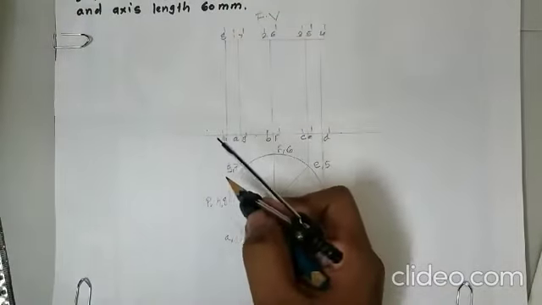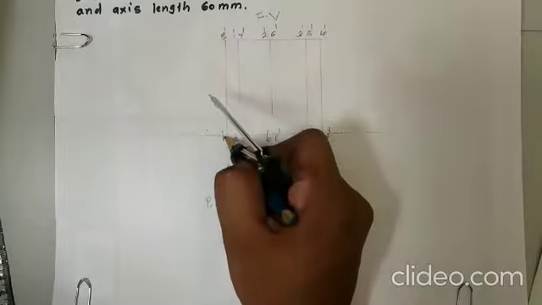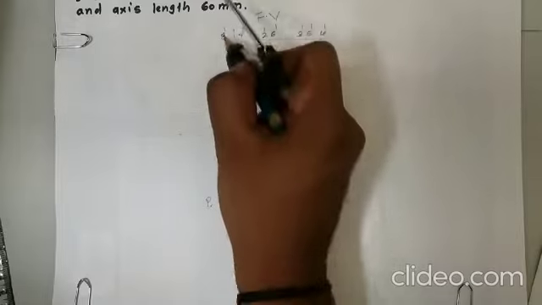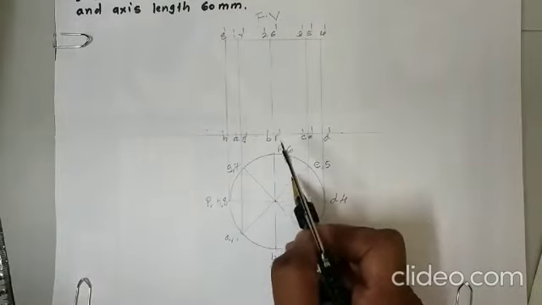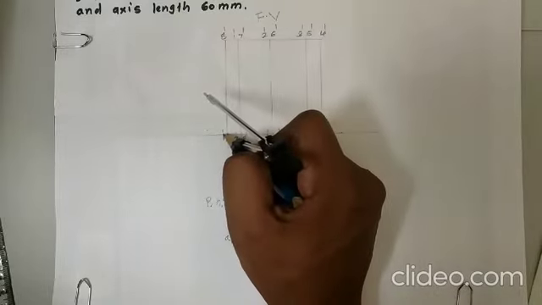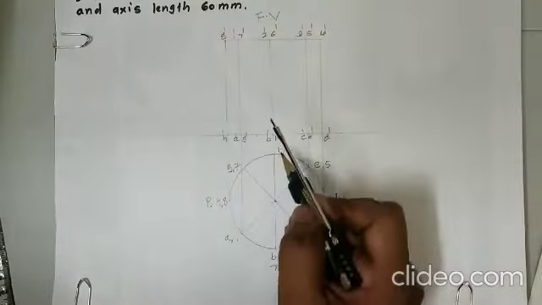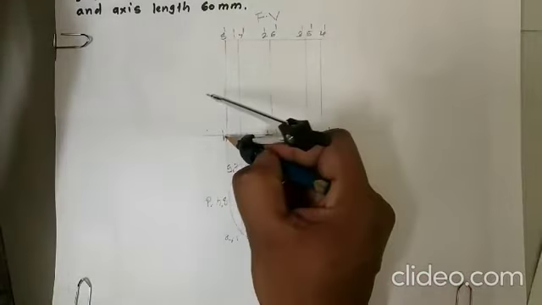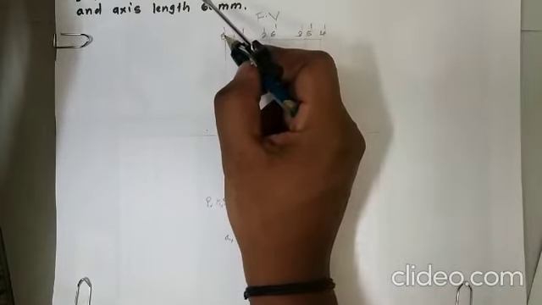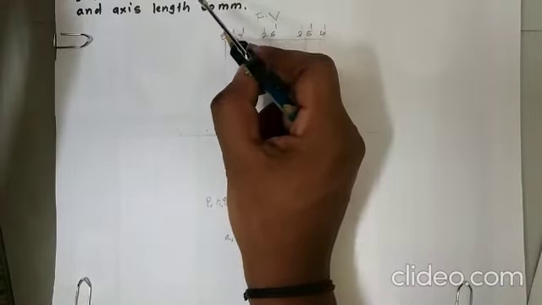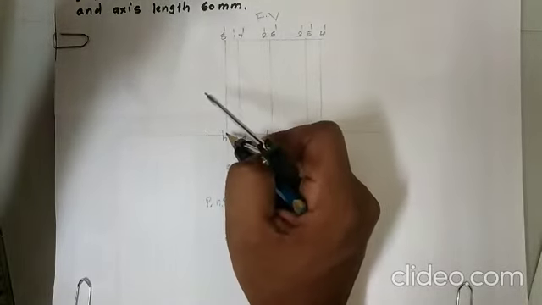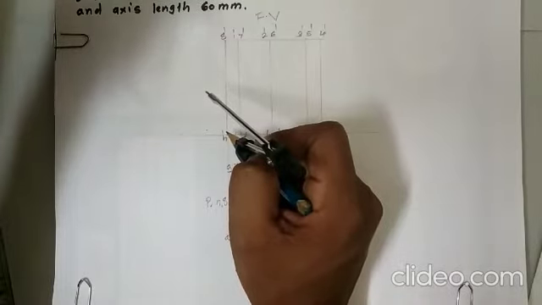Now we need to divide this H dash 8 dash into 8 equal parts, because we have divided this circle into 8 equal parts. What is the distance of this H dash to 8 dash? 60 mm. So 60 divided by 8 comes to around 7.5 mm. It is very difficult to divide into 8 equal parts by considering 7.5 mm distance.